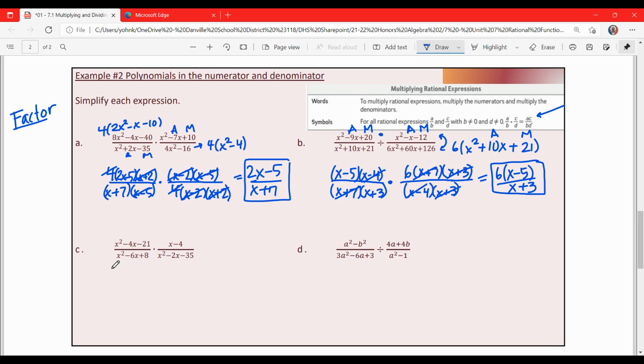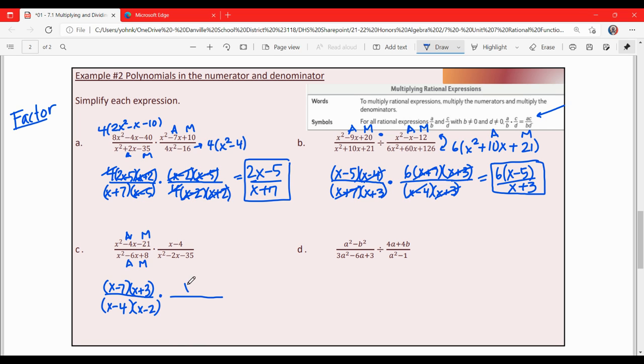All right, if we look at letter C, let's do our two fractions. We've got the top left, x and x. Let's see, adds to get -4, multiplies to get -21. That's going to be -7 and +3. On the bottom, start our parentheses, x and x. Let's see, adds to get -6, multiplies to get 8. That's going to be a -4 and a -2.